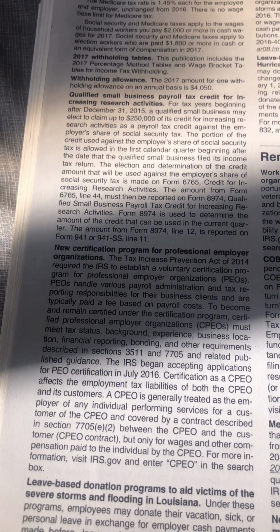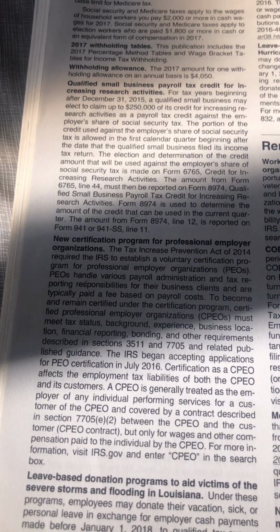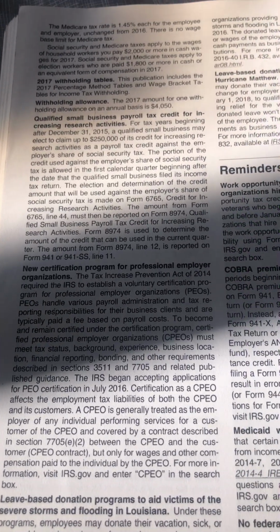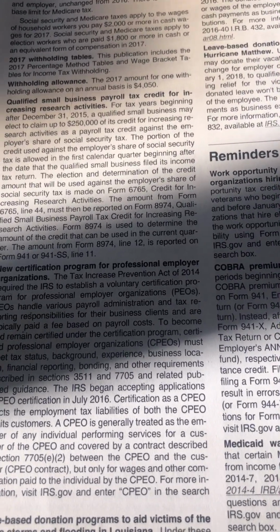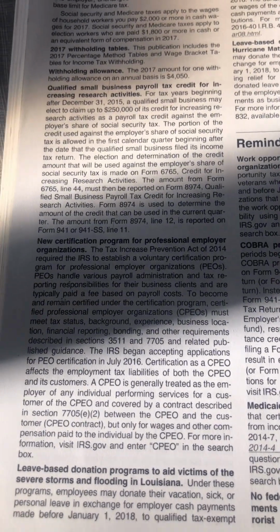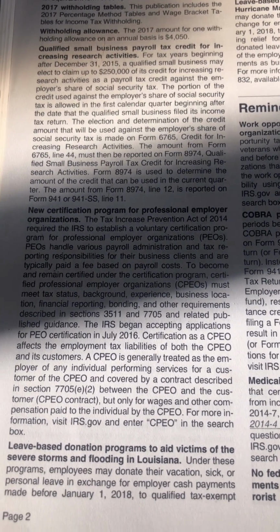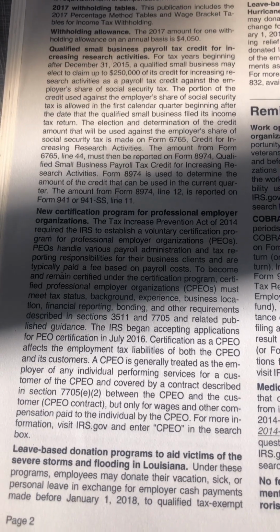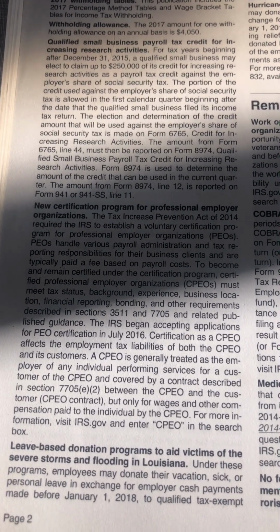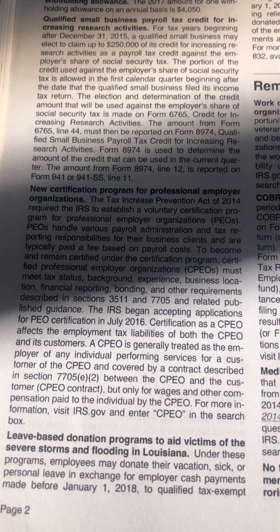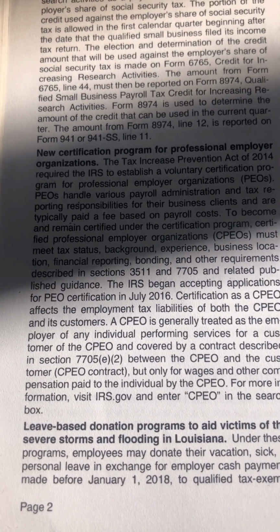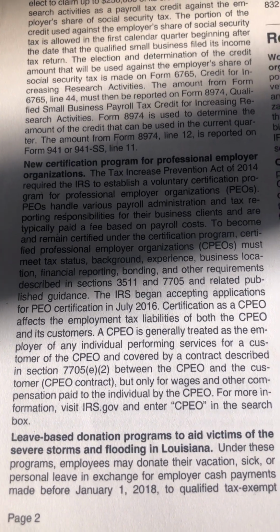The whole tax section is, they throw tax questions at you. What form do you fill out for this? What form do you fill out for that? It's really hard to remember the number of every form to file anything, but it's really good.